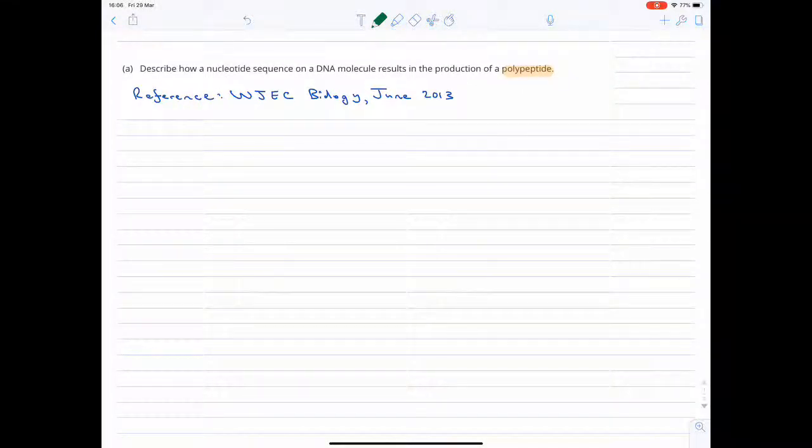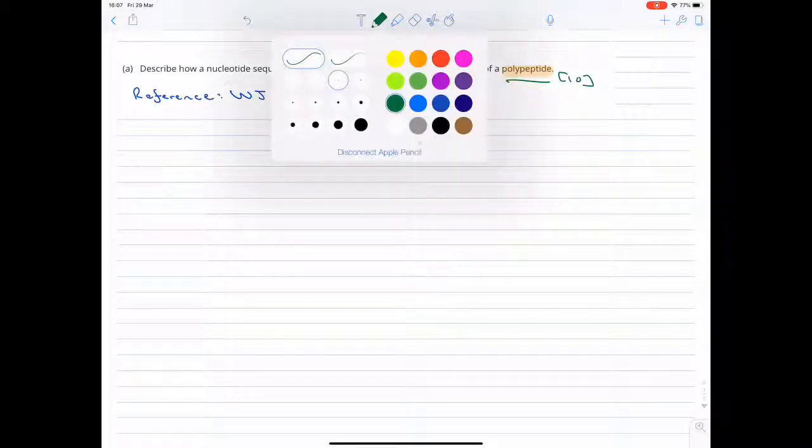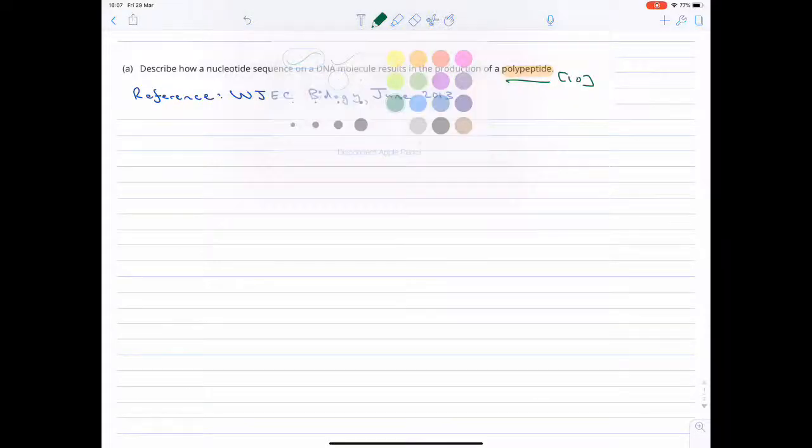Describe how a nucleotide sequence on a DNA molecule results in the production of a polypeptide. As you can see, I've highlighted polypeptide here because we're going to be talking about protein synthesis. And when this question came up, this was worth 10 marks. So it's an essay style question, so we need to have enough points in order to get full marks for this question. And if you are wondering, this is taken from the WJEC Biology June 2013 paper. So let's see how we're going to approach answering this question.